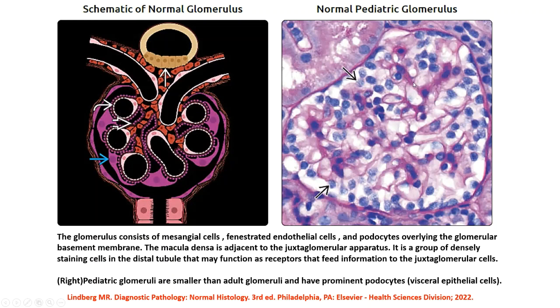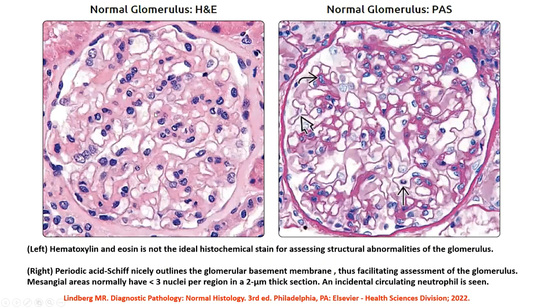And these magenta colored structures, which are permeating the entire glomerular capillary loop network, are the basement membrane, which has been stained with PAS. In a case of a normal adult, this is how the glomerulus will look.